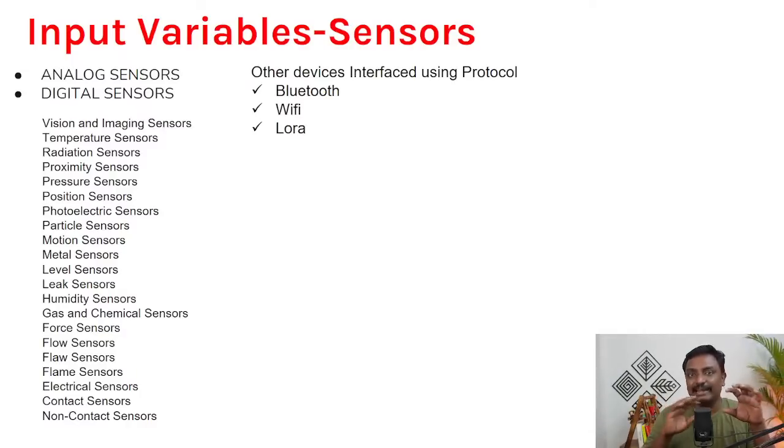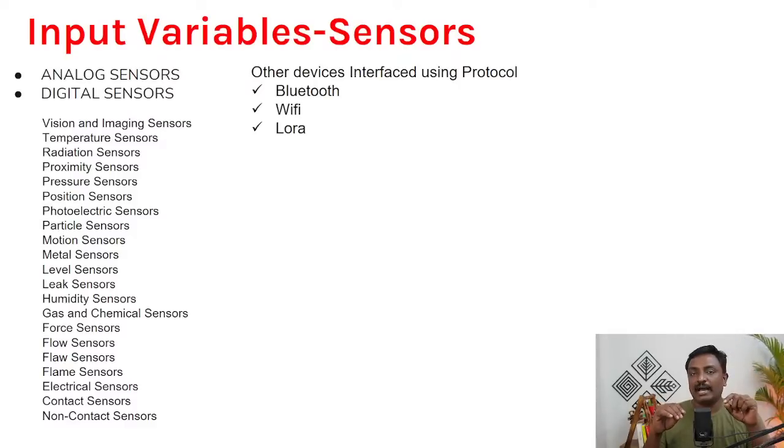These are transducers which convert one energy to another energy and send it to the microcontroller either in analog or digital format. Also force sensors, flow sensors, and flaw sensors. These are the sensors which you can interface with the microcontrollers or a DSP processor, to an embedded system. These are the input variables to an embedded system design.